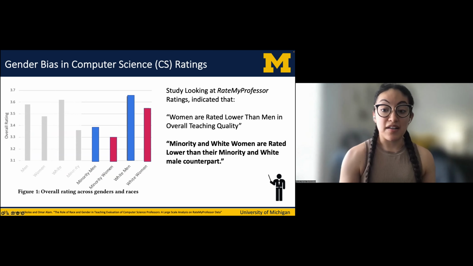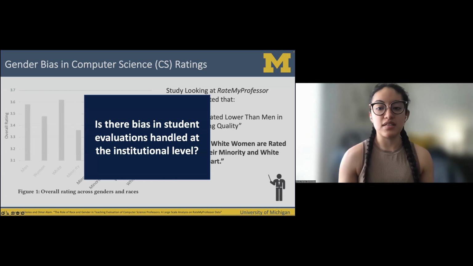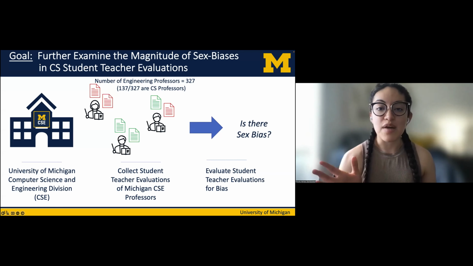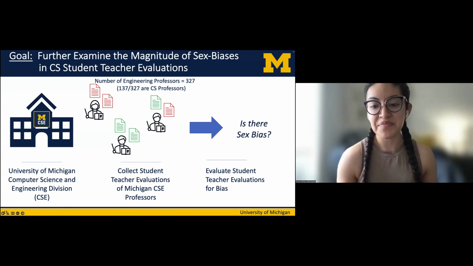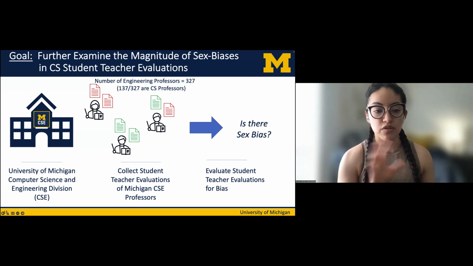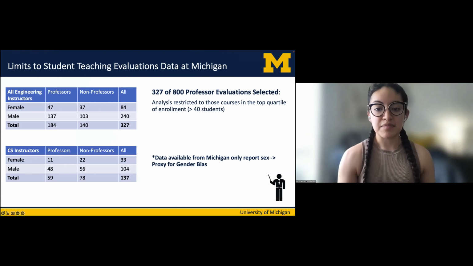And if these biases exist in online teaching ratings, there is no reason to not hypothesize that these biases could exist in student evaluations submitted formally at universities. So with this hypothesis in mind, our goal was to further examine the magnitude of sex bias in computer science student teaching evaluations at a large public institution, particularly the University of Michigan. So from 327 professors teaching in the fall of the Computer Science and Engineering Division, we collected all their anonymous student evaluations that made up their overall teaching score. And then we evaluated those scores for the existence of sex biases.